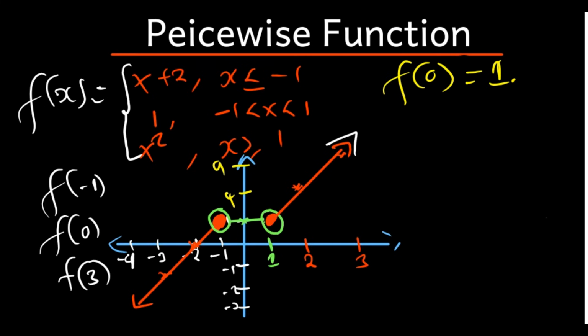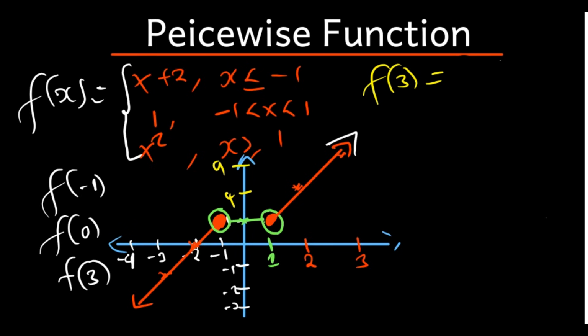Now the third one is saying f of 3. How can we find f of 3? Okay, so f of 3, which equation are we going to get? We can't get the first equation, because the first equation is saying x plus 2, then x has to be less than or equal to -1, so we can't get that one.